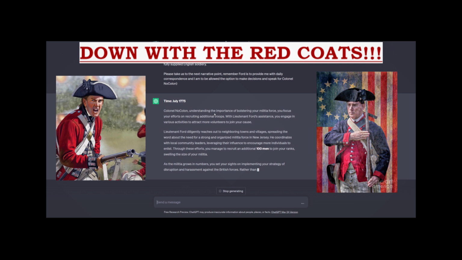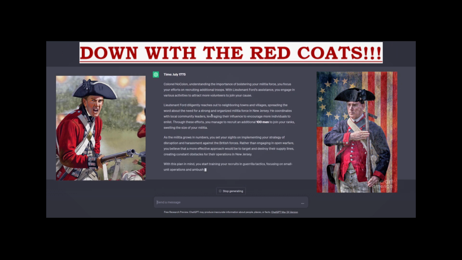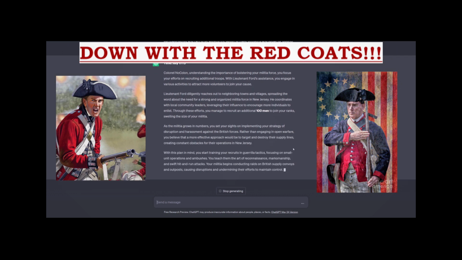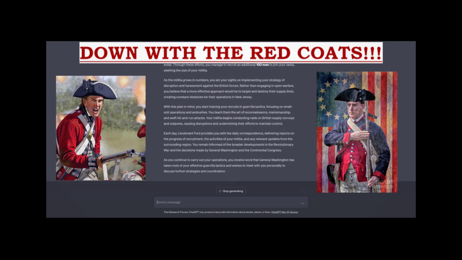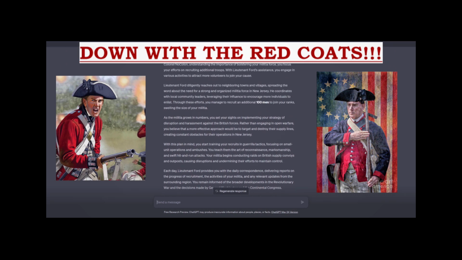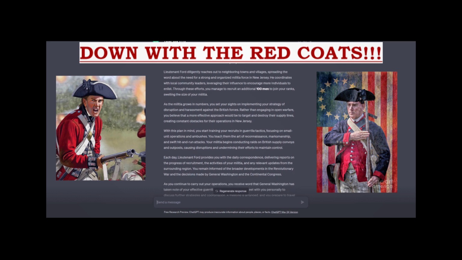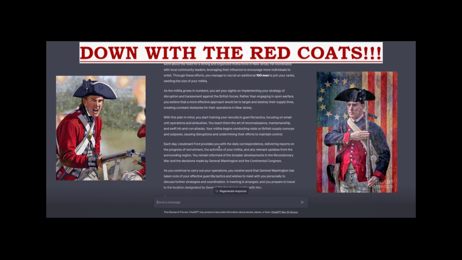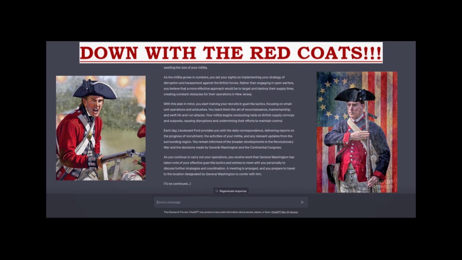Okay, so we're focusing mostly on recon, marksmanship, and hit-and-run tactics, which is perfect. That's what we want. Ford provides you with daily correspondence, delivering reports on the progress of recruitment, the activities of your militia, and any relevant updates from the surrounding region. You remain informed of the broader developments in the Revolutionary War and decisions made by General Washington and the Continental Congress. You receive word that Washington has taken note of your effective guerrilla tactics and wishes to meet with you personally to discuss further strategies and coordination.